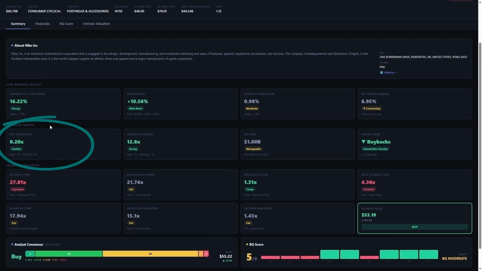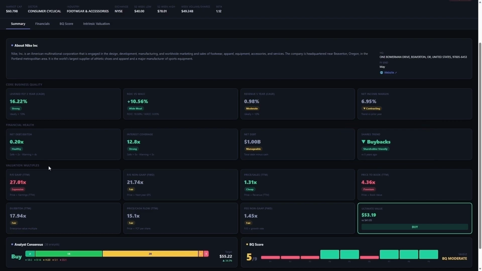Think of it like a mortgage to income ratio. How many years of earnings to pay off the debt? Below 2x comfortable, above 4x is a warning sign. We have the interest coverage. Can the company comfortably pay its interest bill? We have the net debt. This is total debt minus the cash. Negative means more cash than debt. We have the shares trend. Are shares going down through buybacks or up through dilution?